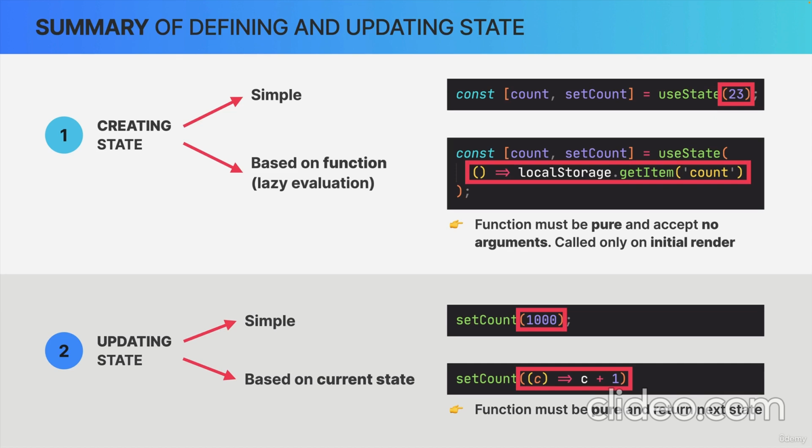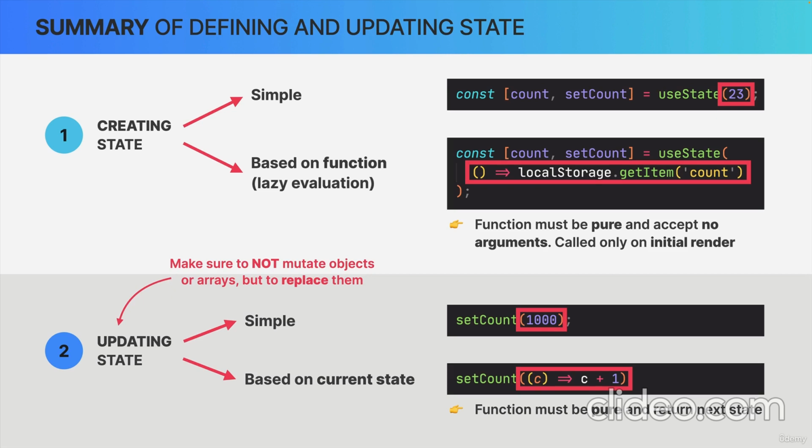Now, one important rule to keep in mind about updating state is that you should never mutate objects or arrays. Instead, you must create a new object or a new array which incorporates the changes that you want to make, and then pass that new object into the setter function. And we have done that multiple times already, but I just wanted to mention this here in the summary lecture as well.